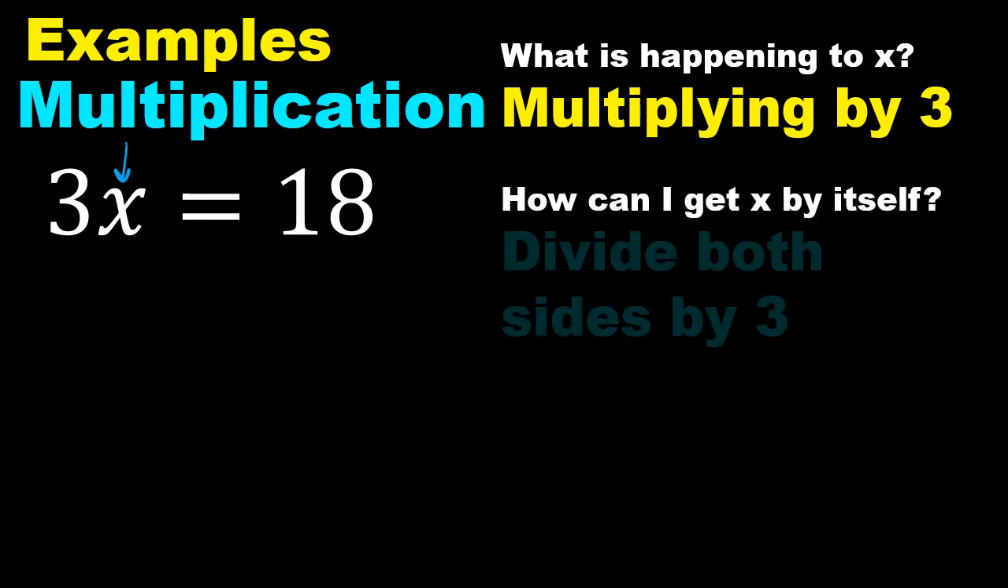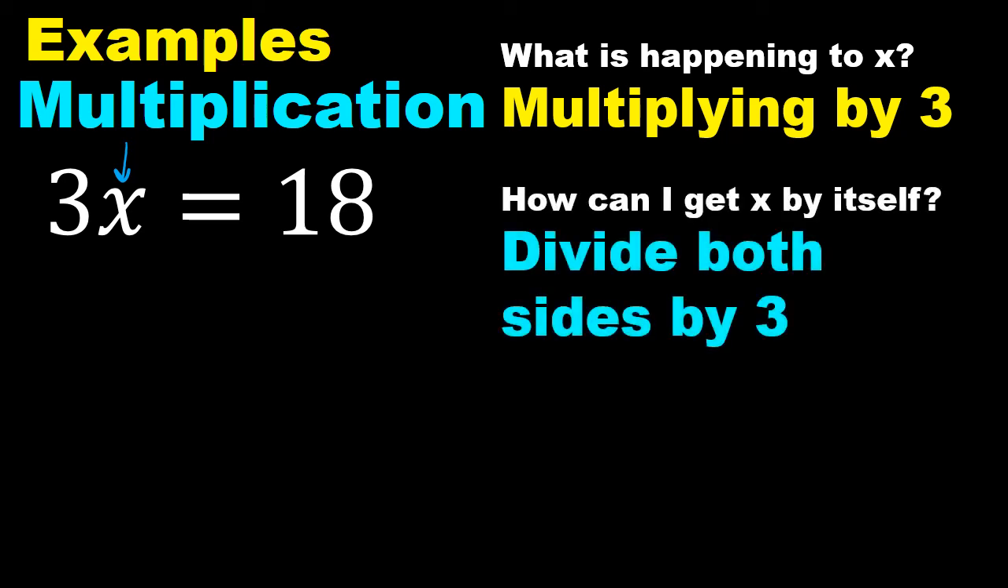And how do I get x by itself? We're going to divide both sides by 3. Here's the way that this looks. In algebra, instead of the division sign, they actually use a fraction bar. This fraction bar tells me to do the same operation, which is division. So what I'm going to do is divide both sides by 3. There's our step, so we showed that we are dividing both sides by 3.